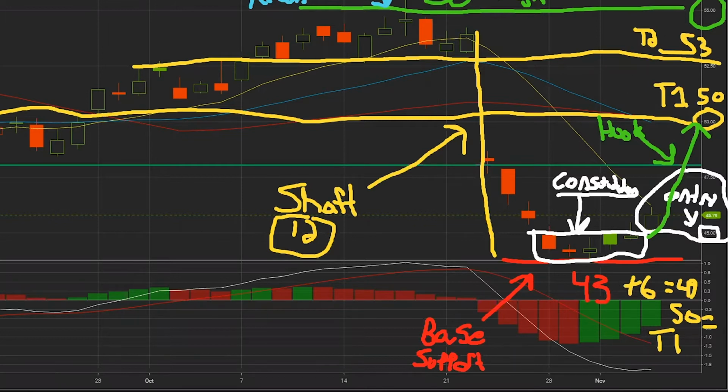And the nice thing about the trade plan here and using the hook patterns is that 43 is your stop. So your stop is $43. Your target 1 is going to be 50. Your target 2 is going to be 53. Okay, so if the stock's at 45 right now, you're risking $2 to make what? What do we say? $8. So that's how a hook pattern works.